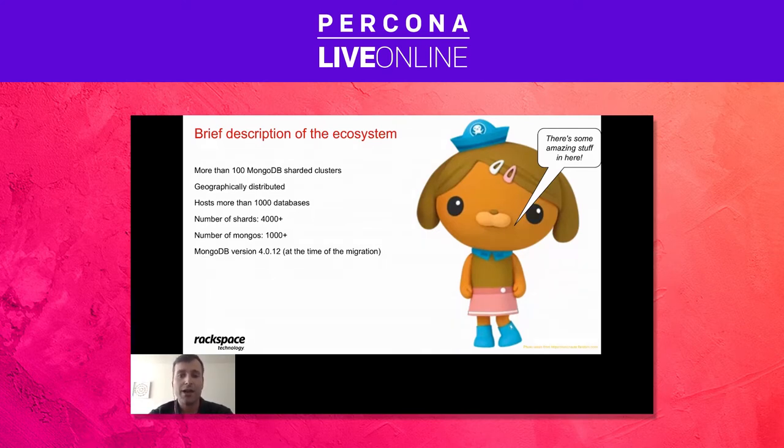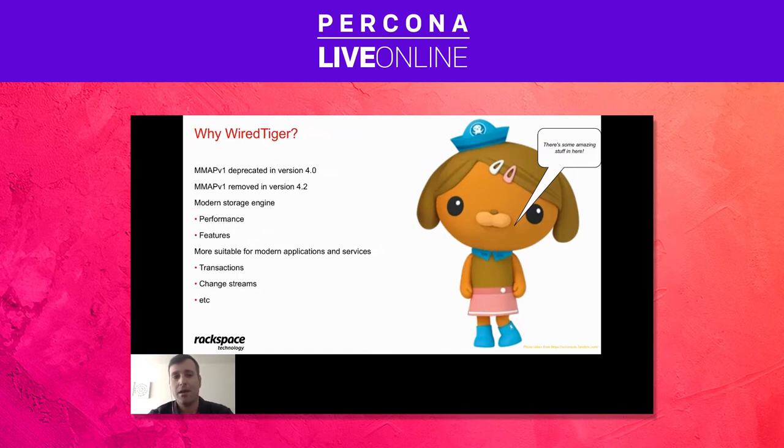Now, not all the clusters are the same. They don't have the same number of shards or the same number of Mongo S's. It depends on their workload. The MongoDB version at the time of the migration was 4.0.12. So you can imagine that it happened some time ago. It's not super recent. Now, why did we move to WiredTiger?